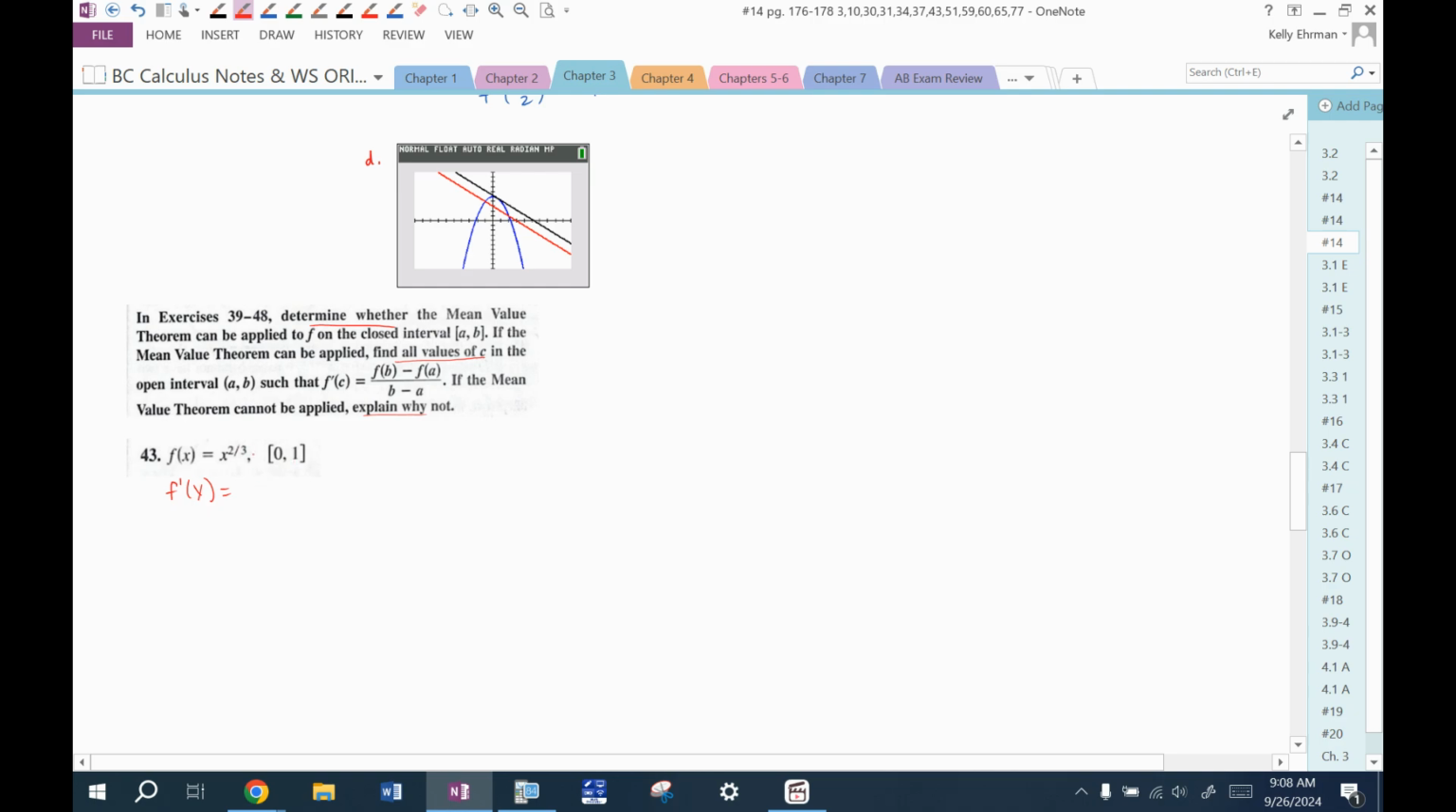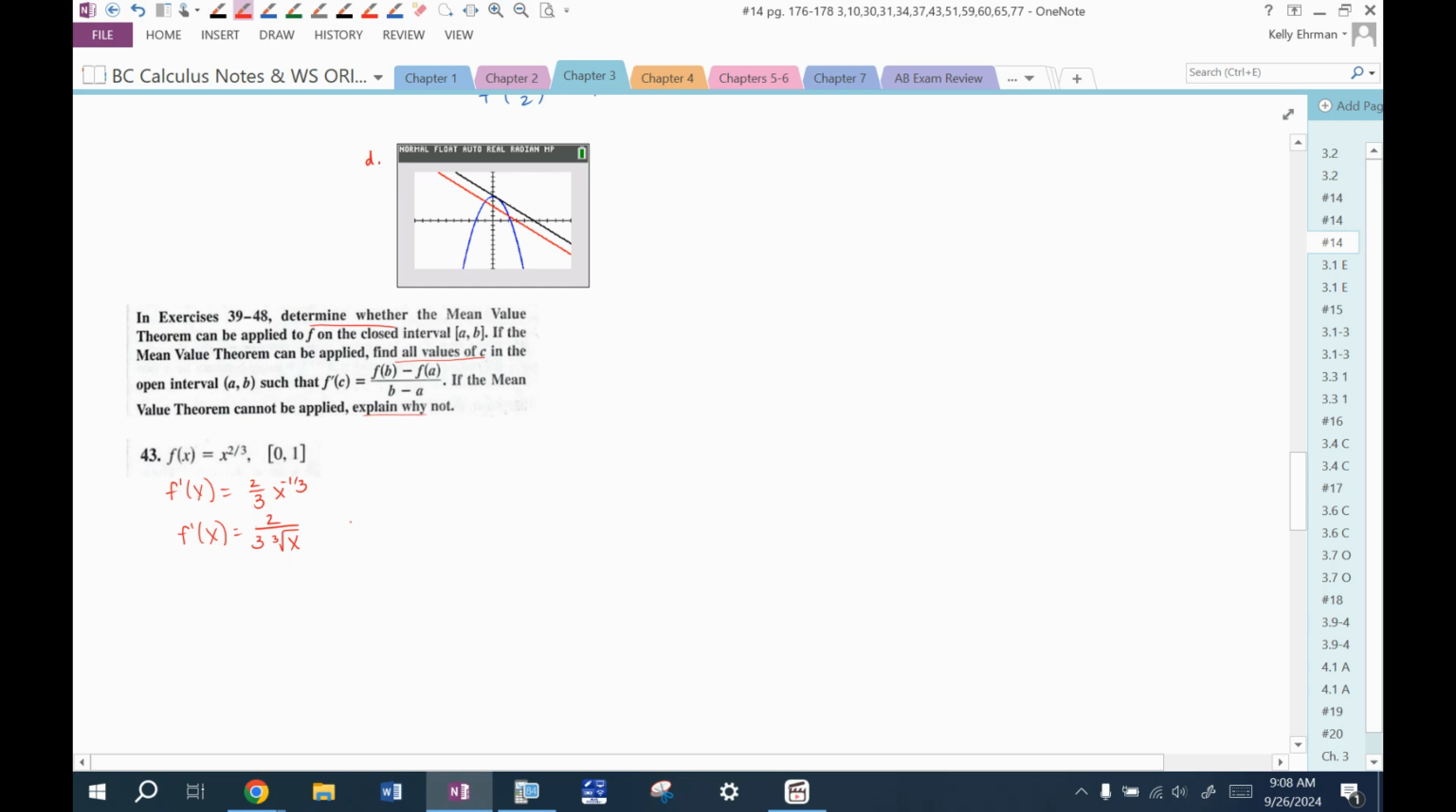So x to the 2/3 becomes 2/3 x to the -1/3, which is 2 over 3 cube root of x. Is that defined on the open interval? It doesn't matter about the endpoints, but is that defined on the open interval 0 to 1? So I can't plug in 0, but we don't have to include 0. We're looking at anything between 0 and 1. So yeah, f prime of x exists between 0 and 1.